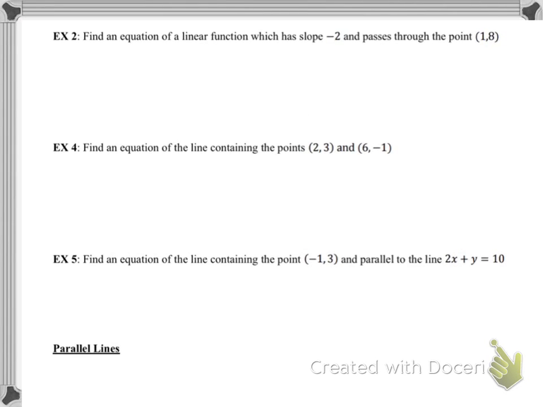Number 2. We're going to find the equation of a linear function which has slope -2 and passes through the point (1, 8). One thing I noticed when I read this initially is that it has the word function in it, which just means that I'm going to switch y to f of x at the end. There's nothing mathematical about that, in the sense that we're doing calculations or have to manipulate anything. It's just a notation switch.